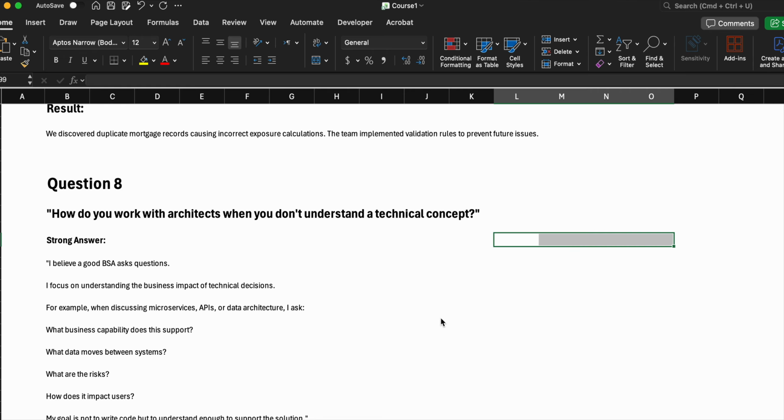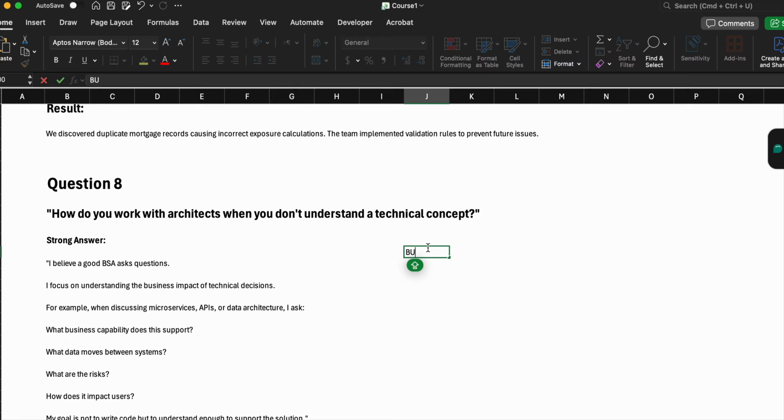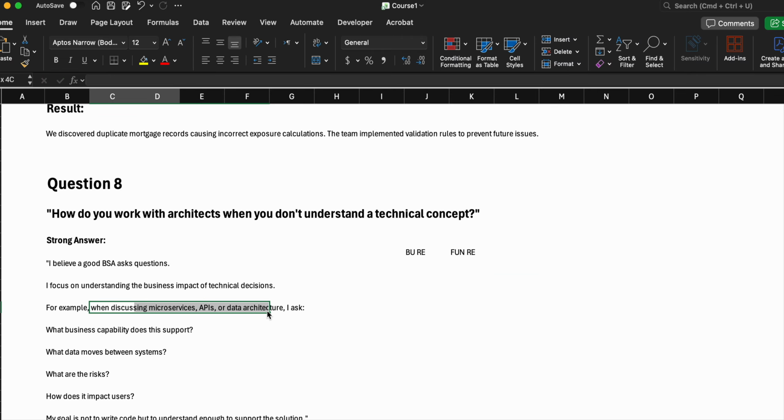For example, when discussing Microsoft architecture, if you don't know what something is doing, you can ask the question, what is the business capability, right? So you have a functionality. This is how you break it down. You have the business requirement here, and from the business requirement, you have the functional requirement, right? So what they are talking about is how to implement it.